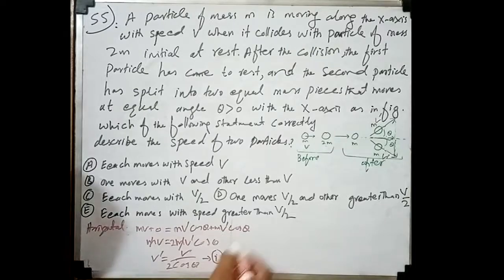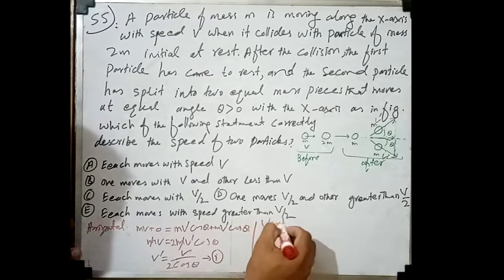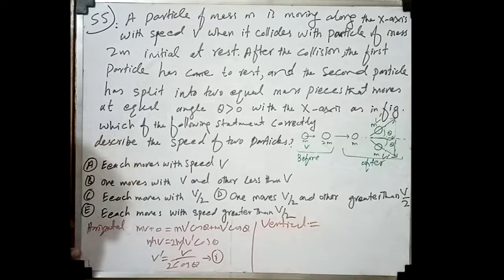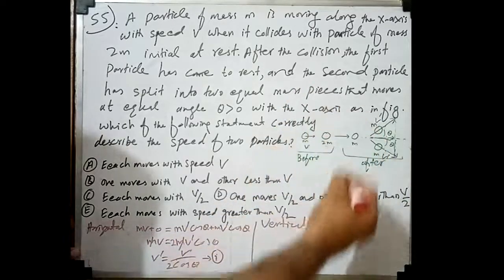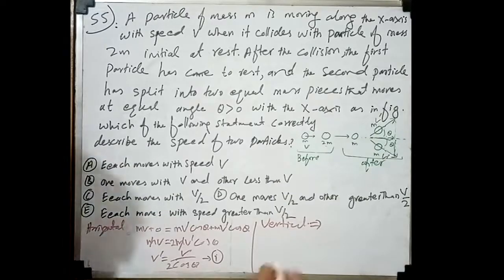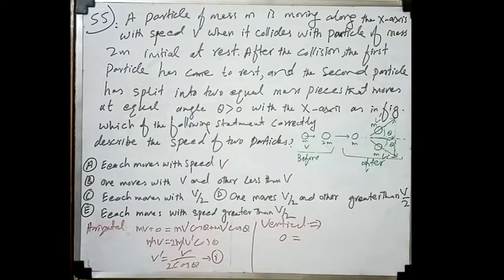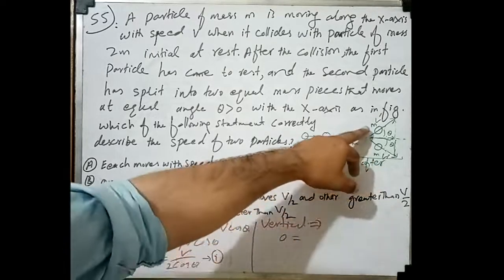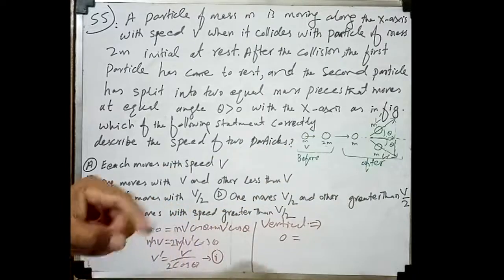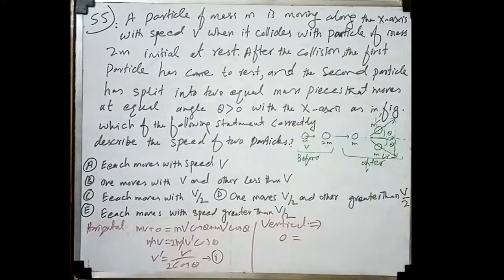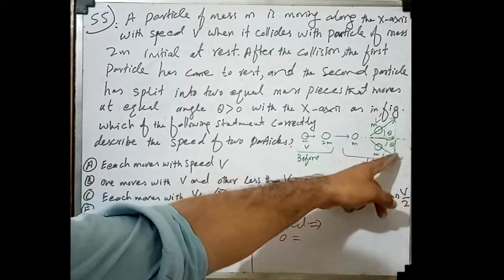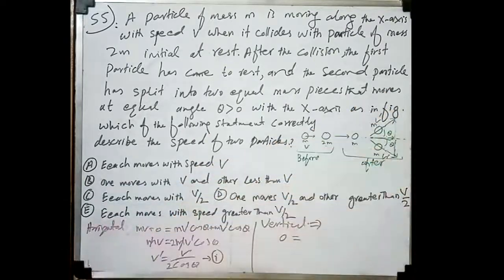If we take the momentum in the vertical direction, there is no momentum before collision in the vertical direction because the particle is moving along the x-axis. So before collision the vertical momentum is 0. Also, we can see that these two particles are making the same angle with the x-axis, and these two particles also have the same masses and the same velocities. So the momentum in the y direction, upward and downward, will also be the same in magnitude.